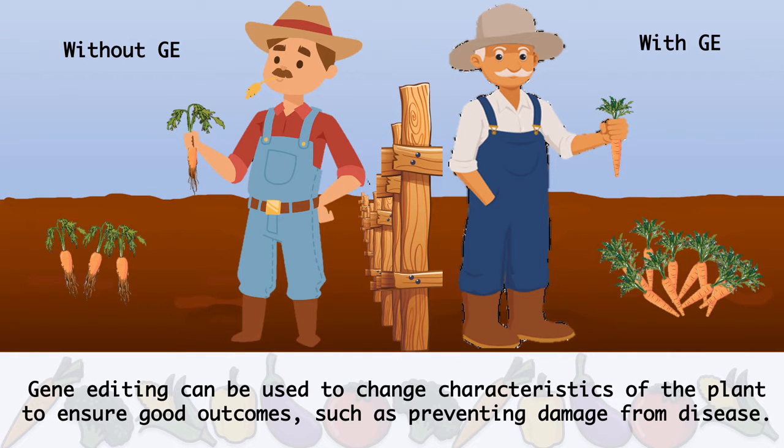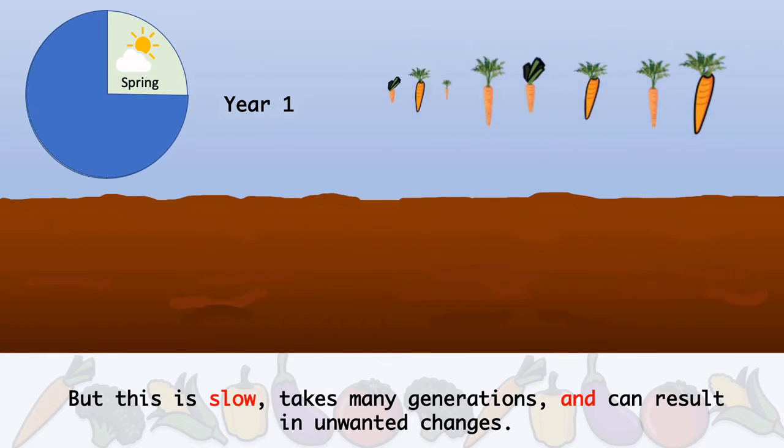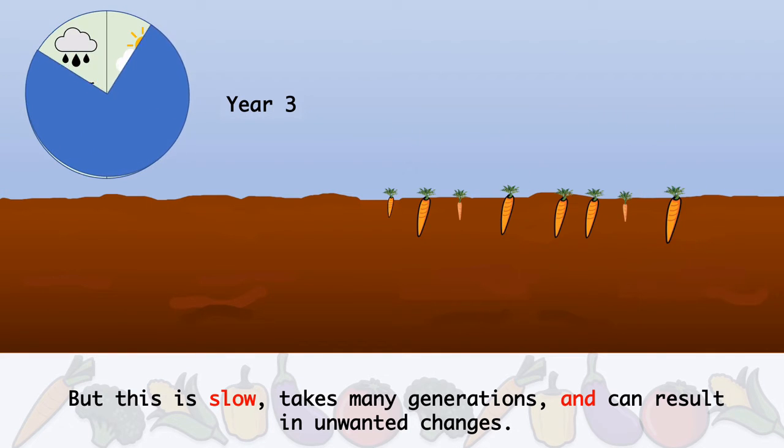Gene editing can be used to change characteristics of the plant to ensure good outcomes, such as preventing damage from disease. Selective breeding has been used for decades for genetic improvement, producing crops with high yield, disease resistance, or better adaptation to their local environments. But this is slow, taking many generations, and can result in unwanted changes.